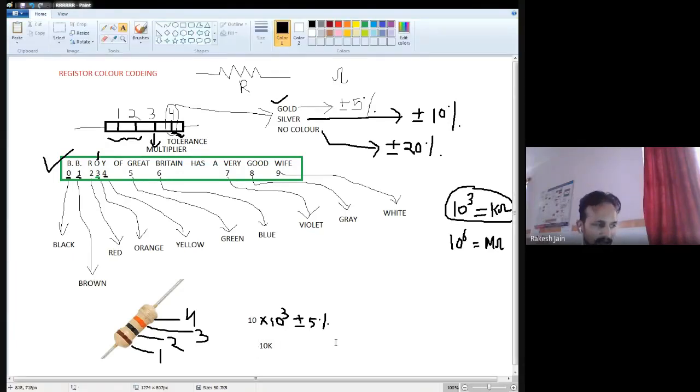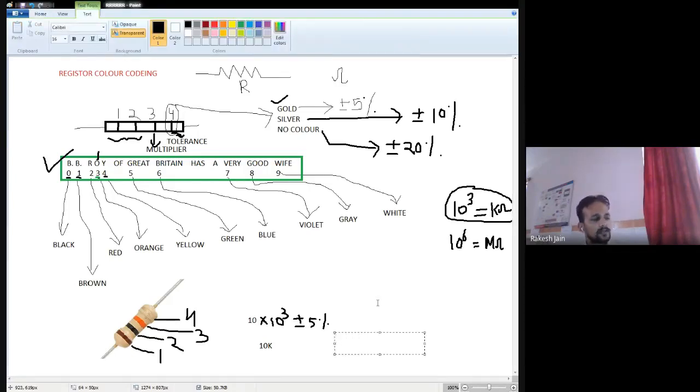But when you check with the multimeter, it will show you any value from 10,000 plus or minus 5 upon 100 of it. That is 5 upon 100 multiplied by 10,000, so 500 up and down. So 10,500 up and down. It means 9,500.